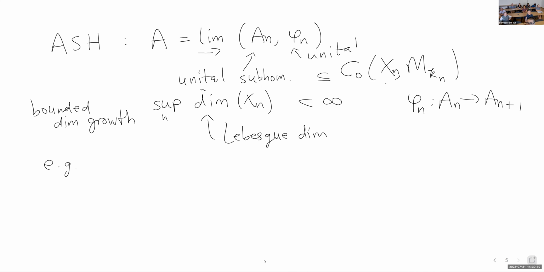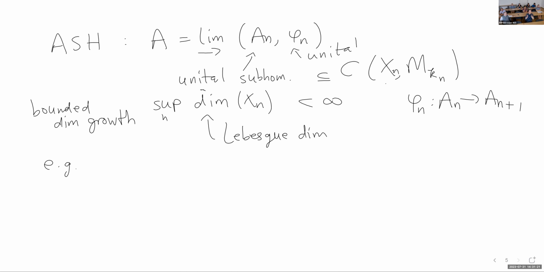It's C0. Let's forget that. Everything is unital. Let's not entertain the non-unital possibilities. The inductive limit could be non-unital, of course. But these are unital.